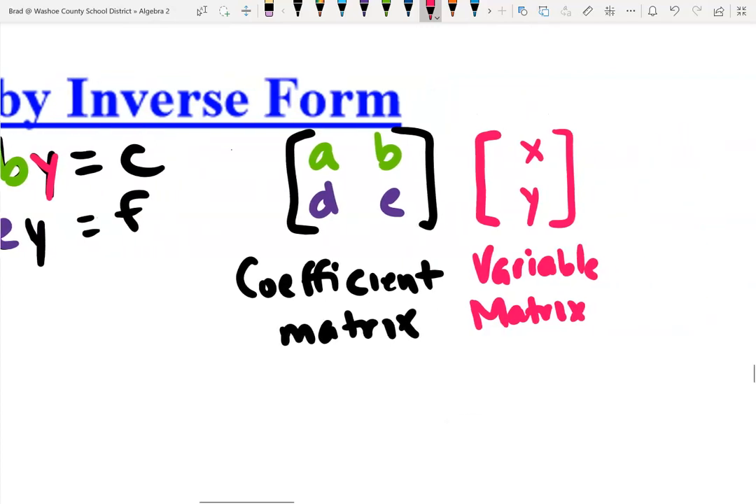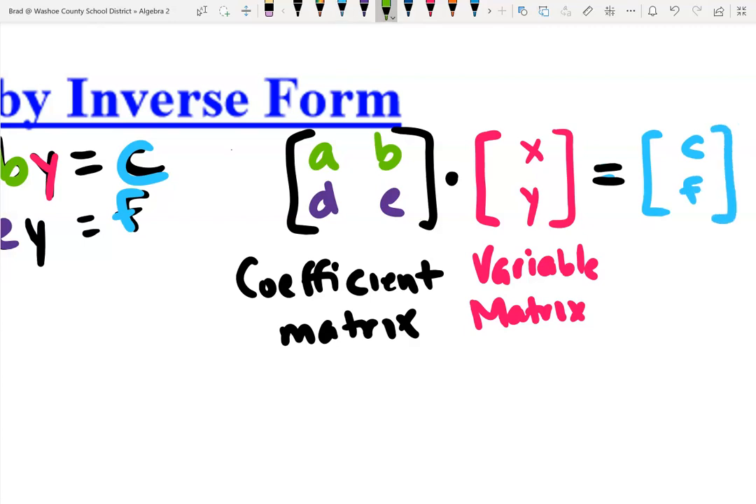And then, for lack of a better term, we're going to call it our constant matrix, which is the c and the f. And that's what it's equal to. So we multiply those, and it's equal to our coefficient matrix c and f. So the way we're going to write this is that we think of this as A times our variable matrix is equal to B. And so when we solve this, we'll show you how that's going to happen once we get to number 2.